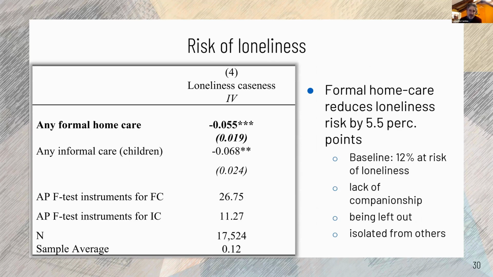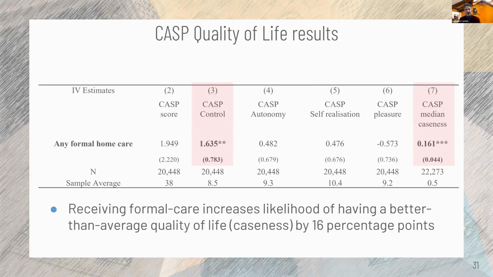One of the main mechanisms we think is at play here goes through loneliness. Receiving formal care reduces the risk of loneliness that people report by 5.5 percentage points, and the baseline in this sample is 12%. So 12% of the sample report being at risk of loneliness. This means that somehow receipt of formal care reduces the feeling of lack of companionship, reduces the feelings of being left out, and reduces the risk of feeling isolated from others.